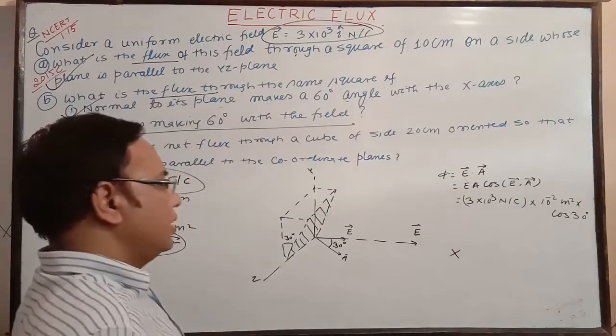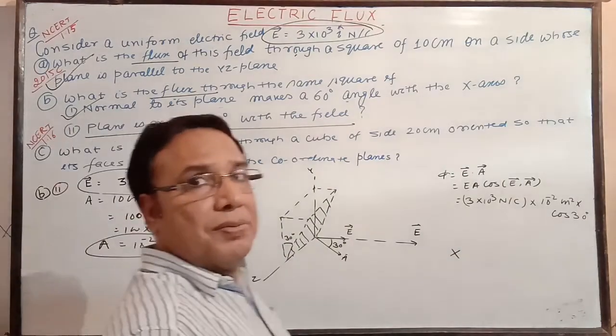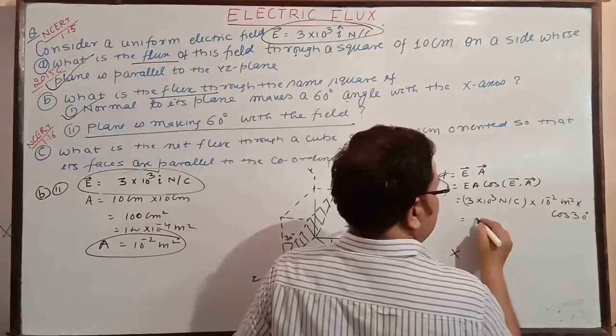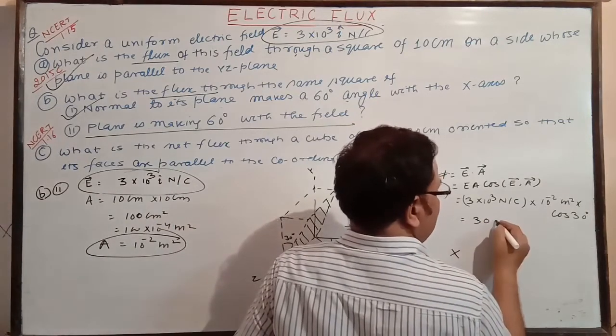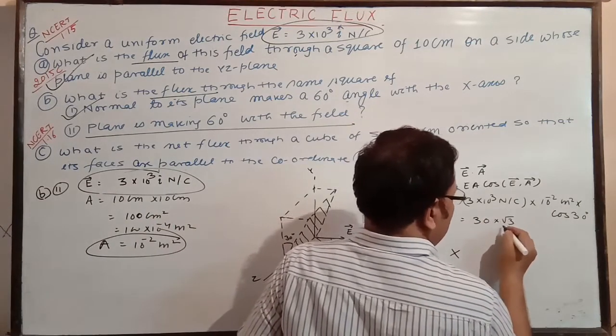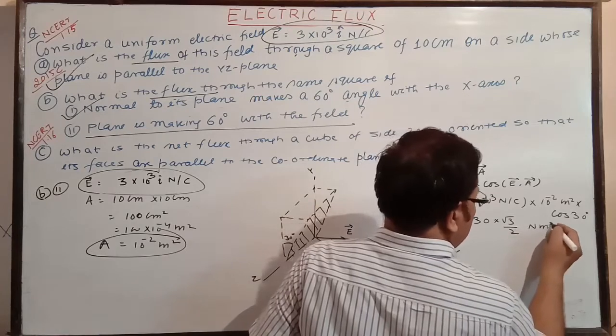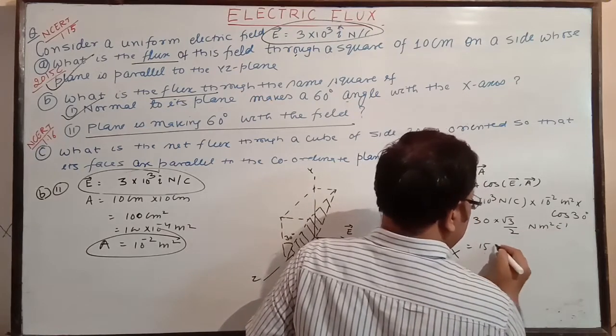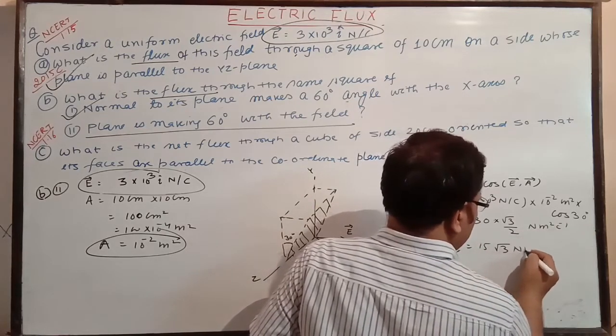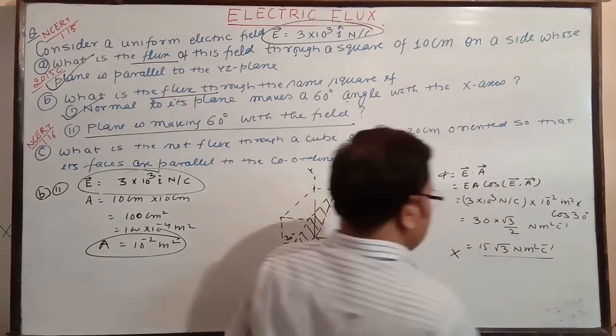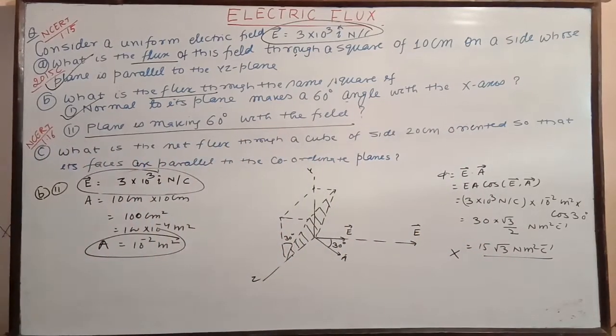Either take clockwise or anti-clockwise, minus theta is cos theta, no problem at all. So finally this gives you cos 30, which is root 3 by 2. So that is Newton meter square per coulomb. So this is 15 root 3 Newton meter square per coulomb. That is the answer of the second part.